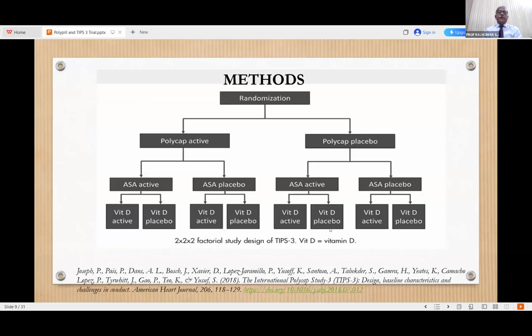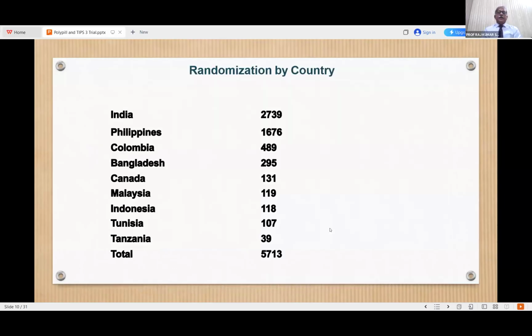So this was a multifactorial trial. Randomization was done, and two arms were selected. One was given polycap active and the other was placebo. And in the polycap, all four drugs were present. Then in both arms, one group was given aspirin and the other was not. And then again, vitamin D was added to one group, and in another group vitamin D was not added.